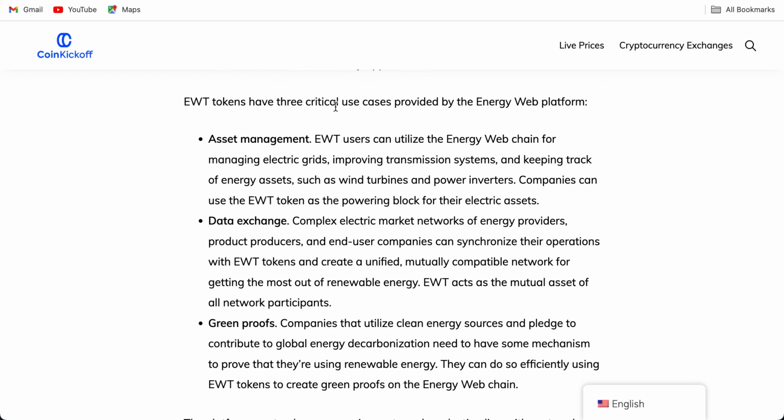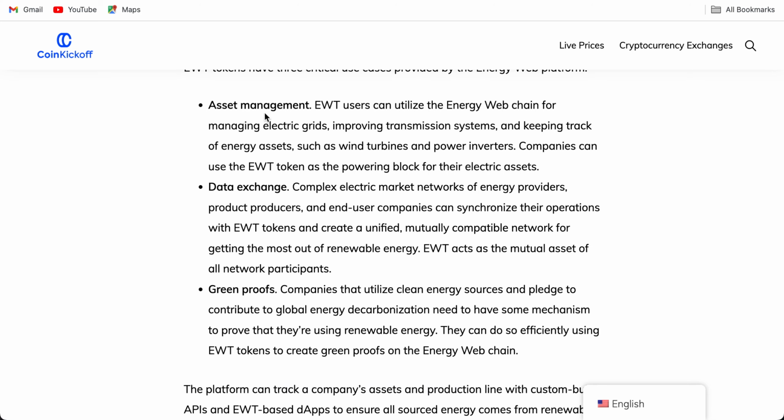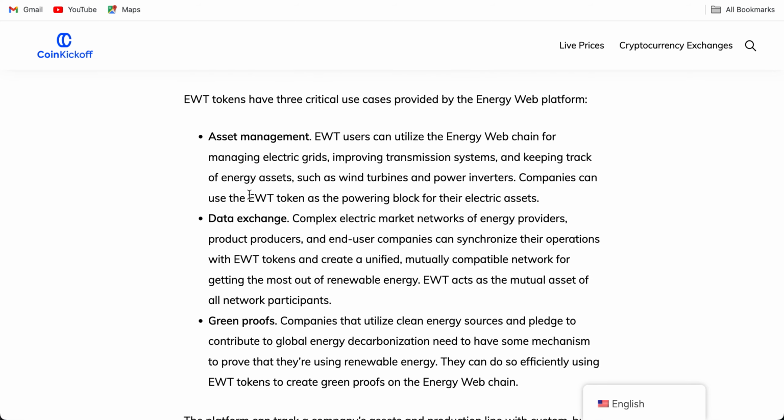EWT tokens have three critical use cases provided by the Energy Web platform. Asset management, these are the use cases. Primarily asset management, EWT users can utilize the Energy Web Chain for managing electric grids, improving transmission systems, basically connecting systems, and keeping track of energy assets such as wind turbines and power inverters. Companies can use the EWT token as the powering block for their electric assets.